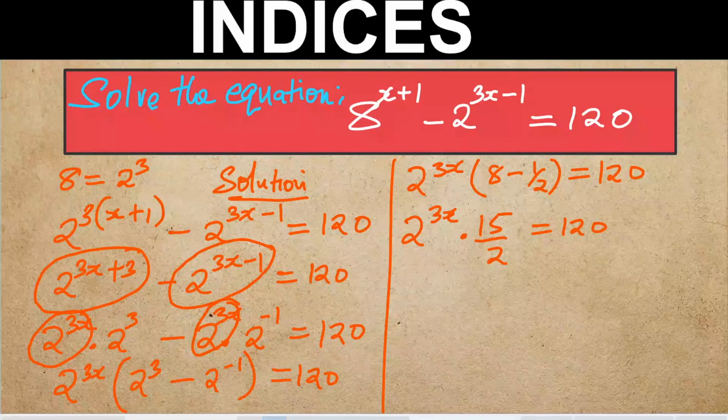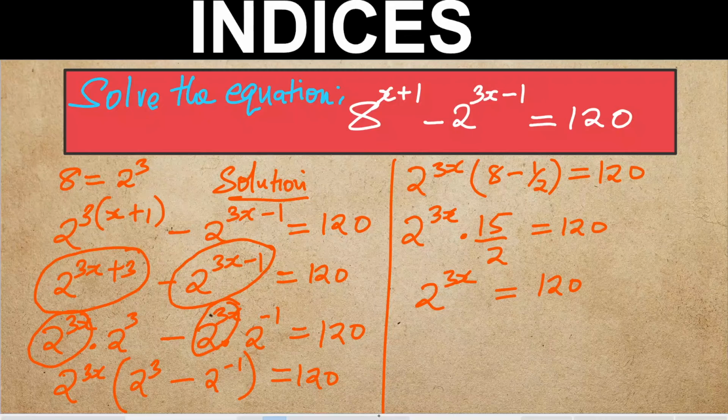Since you're solving for x, you eliminate everything from the left-hand side and remain with x. So let me get rid of 15 over 2 by multiplying both sides of the equation by the reciprocal of 15 over 2, which is 2 over 15. When I multiply the left-hand side by 2 over 15, I'll remain with 2 raised to power 3x. Then the right-hand side, I multiply by 2 over 15. I'll get 2 raised to power 3x is equal to 120 times 2 divided by 15. You'll get 16.